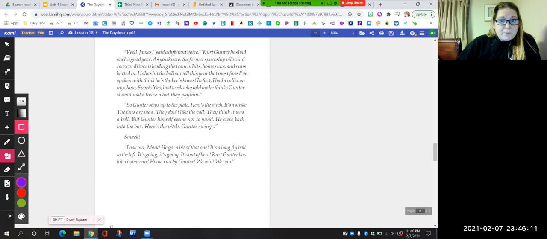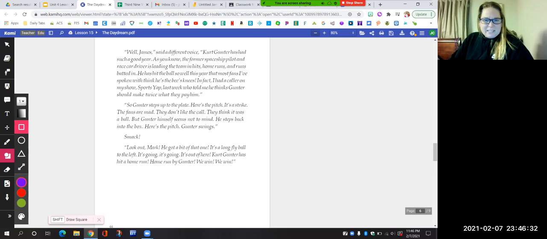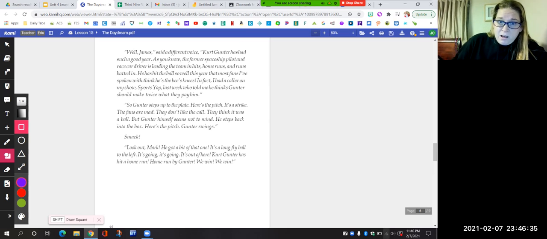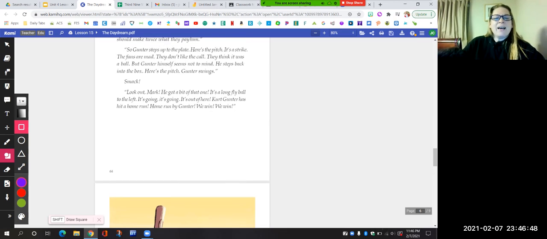So Gunter steps up to the plate. Here's the pitch. It's a strike. The fans are mad. They don't like the call. They think it was a ball. But Gunter himself seems not to mind. He steps back into the box. Here's the pitch. Gunter swings. Smack! Look out, Mark! He's got a bit of that one. It's a long fly ball to the left. It's going. It's going. It's out of here. Kurt Gunter has hit a home run. Home run by Gunter. We win! We win!